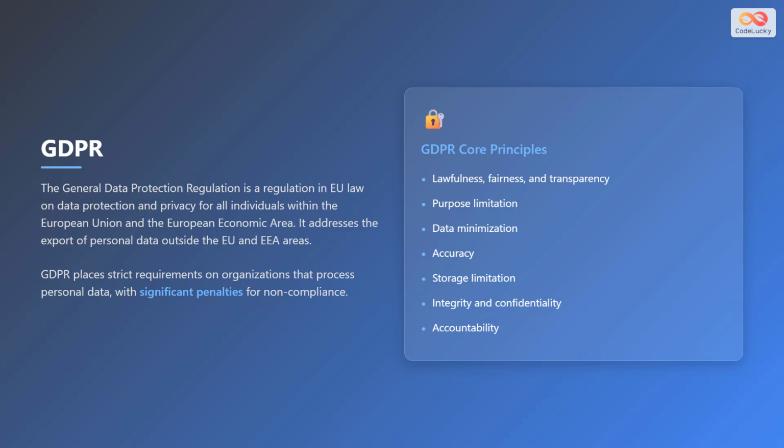Here are some core principles of General Data Protection Regulation. First, lawfulness, fairness, and transparency. Second, purpose limitation. Third, data minimization. Fourth, accuracy. Fifth, storage limitation. Sixth, integrity and confidentiality. Seventh, accountability.